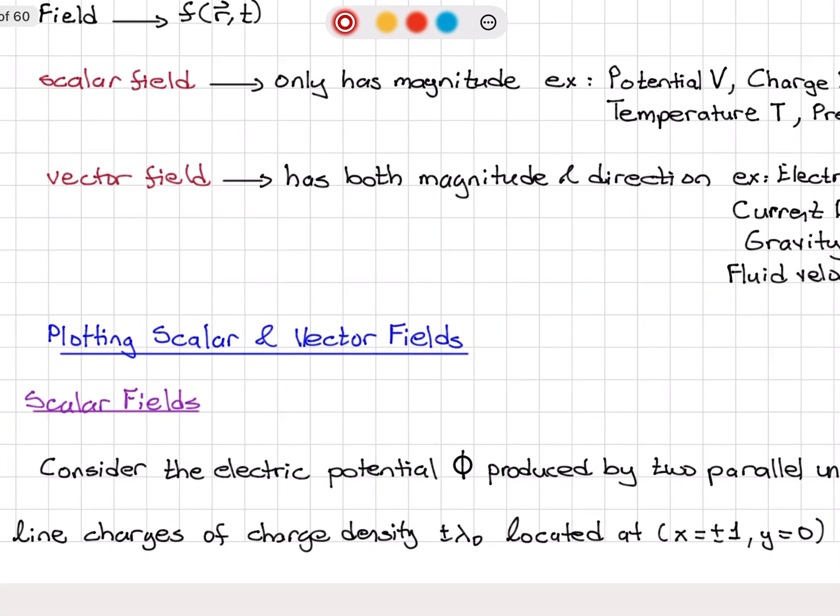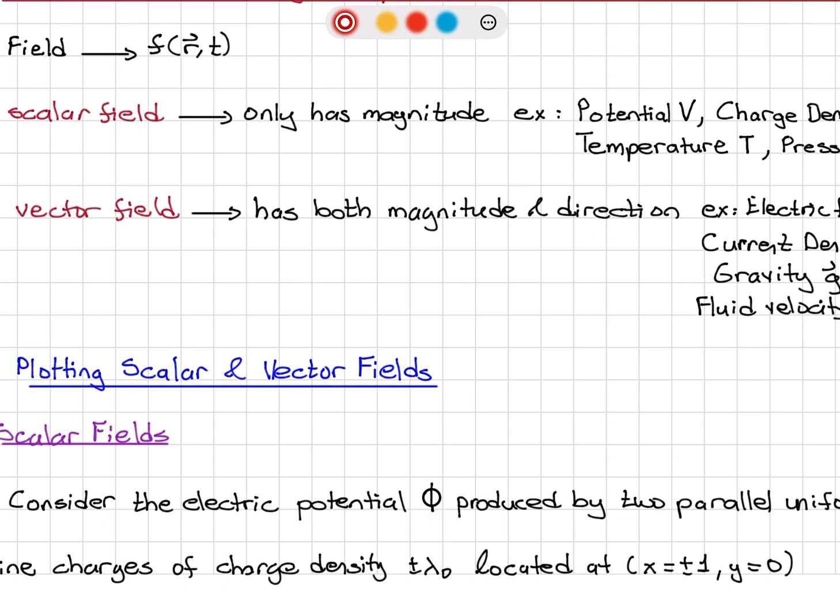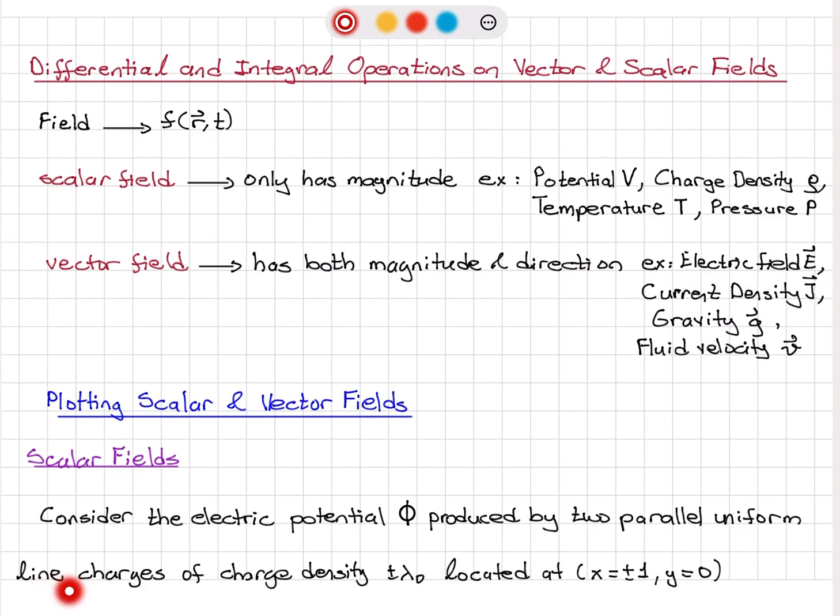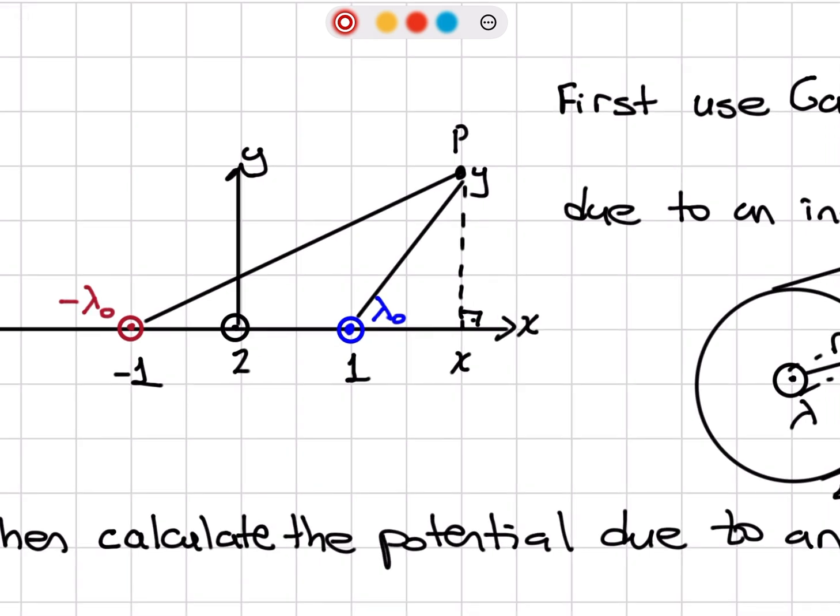As an example, consider the electric potential phi produced by two parallel uniform line charges of charge density plus or minus lambda 0 located at x equals plus or minus 1 and y equal to 0. So we have positive charge here, negative charge here, plus lambda 0, minus lambda 0. The z-axis is coming out here, and we're looking at the potential at a certain point, which is a distance x from the origin and y on the y-axis.